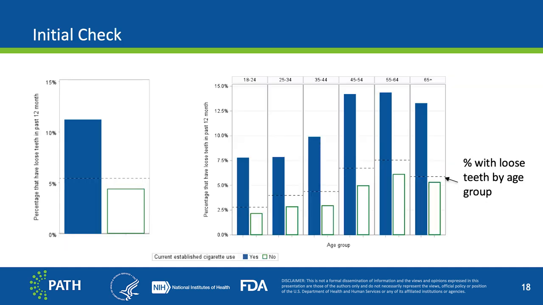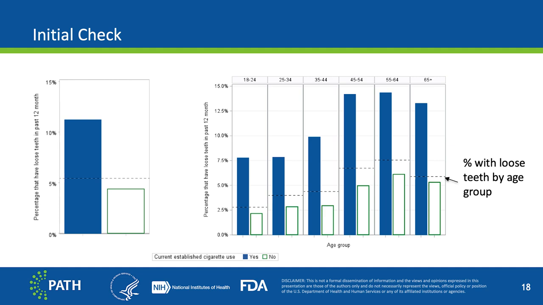Before we run any model, the first thing we should do is evaluate whether there is any variation in the outcome across levels of the moderator variable. You can see on this slide, the plot on the left just presents the overall main effect of this predictor, which is whether the two currently established cigarette use groups show a difference in the percentage of people who have loose teeth. Here it shows people who smoke cigarettes have a higher percentage of loose teeth. The dashed black line here represents the overall percentages in our sample.